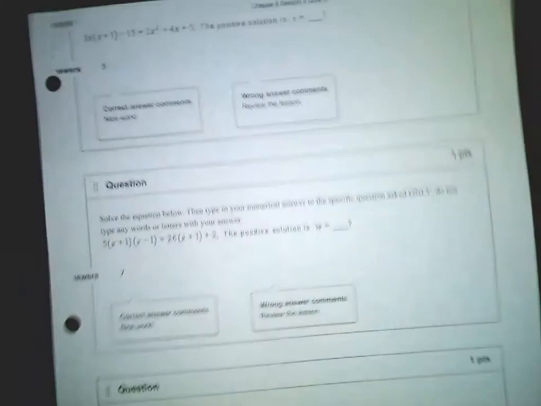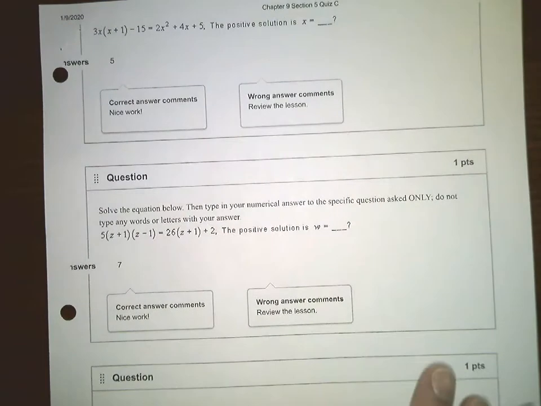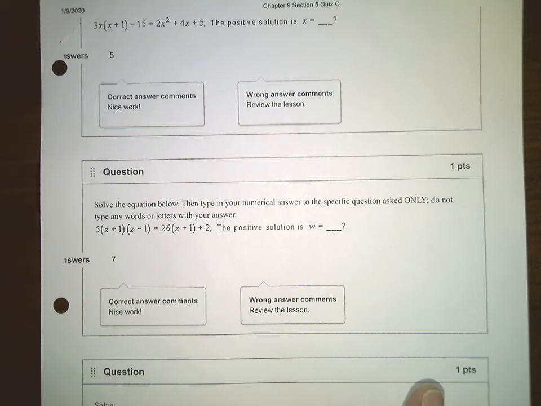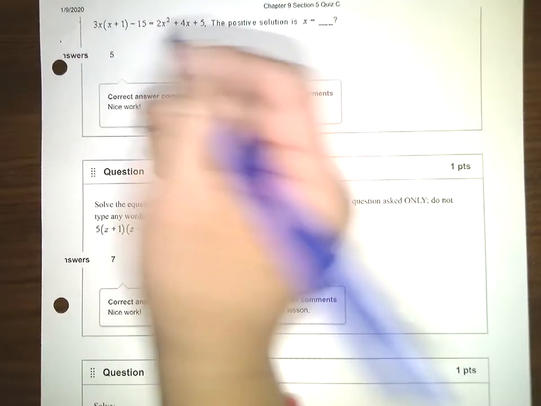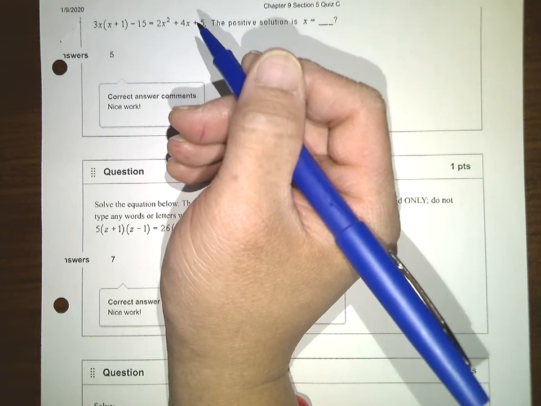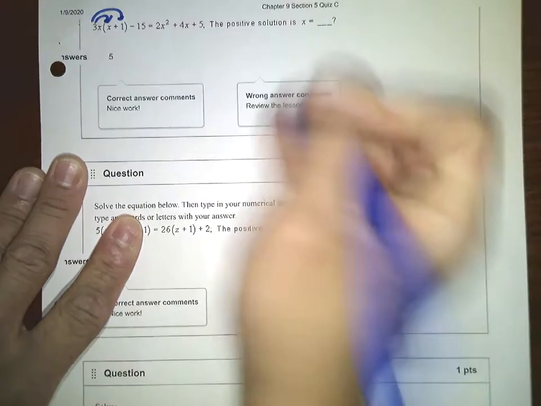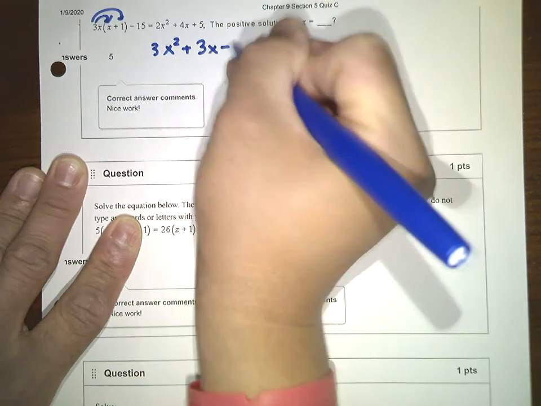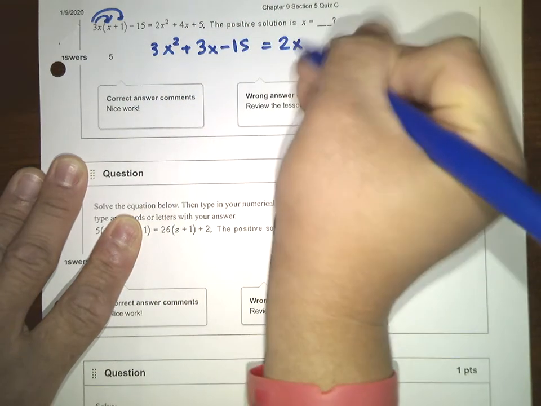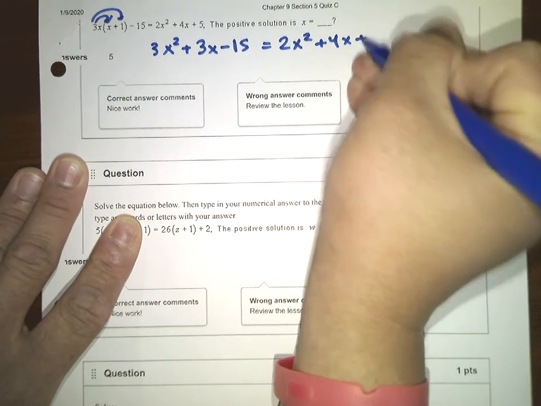All right, so now let's go on to a couple of harder ones. So this one we have 3x times x plus 1 minus 15 is equal to 2x squared plus 4x plus 5. So let's start by distributing the 3x. So I have 3x squared plus 3x minus 15 is 2x squared plus 4x plus 5.